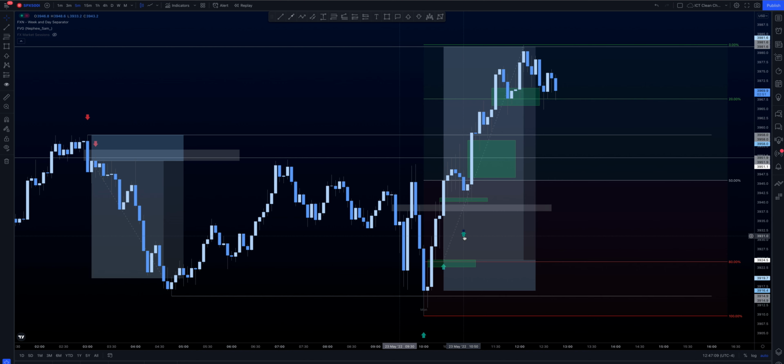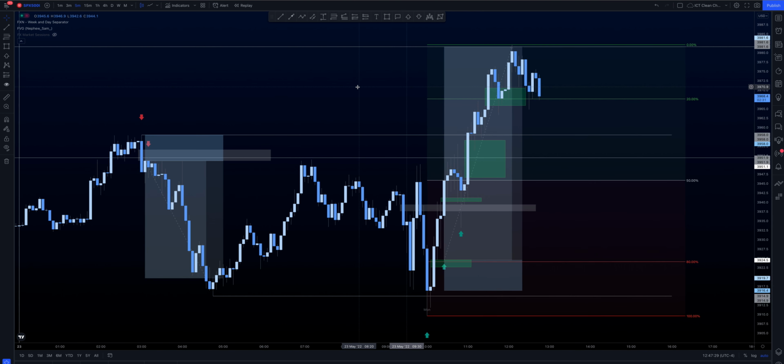sell side liquidity here. This is a premium, so I wouldn't really count that. This is also premium, so I wouldn't count that. So if you were getting short here, if an opportunity presented itself, then you're looking at taking profits here, here, and then outside liquidity here, if of course your bias was bearish for the day.